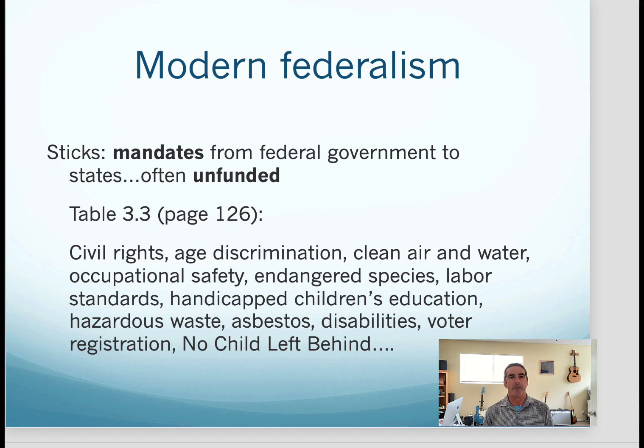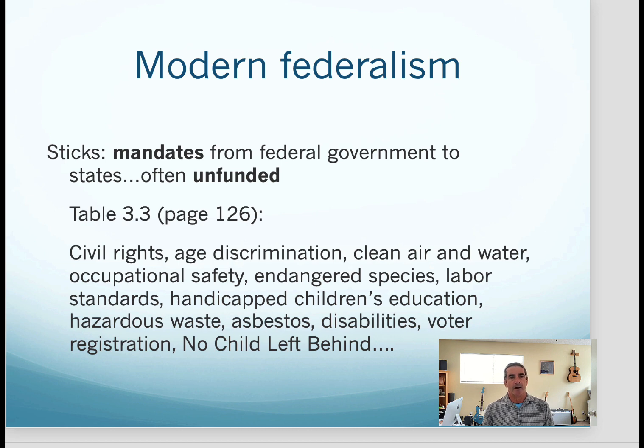Sticks are different. They're mandates. And so this is an order from the federal government to the states that you must do X, Y, and Z, which states already probably don't like, but they especially don't like when X, Y, and Z, these programs that they're ordered to adopt and to put into place, don't come with the necessary funds to carry that out. Those are called unfunded mandates.